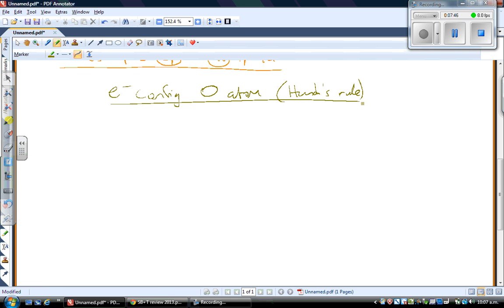Now, when I'm writing electron configurations, I like to always have my filling order written here, so I can just keep an eye on what I'm doing. So always have that written on the side of your page when you're trying to do electron configurations, so that you don't forget the correct order to do it in. So 1s, then 2s, 2p, 3s, 3p, 4s, and then go to your 3d.